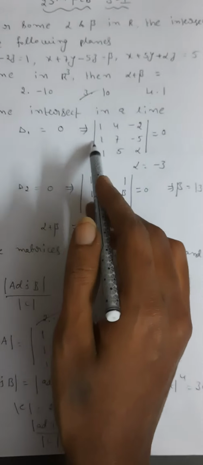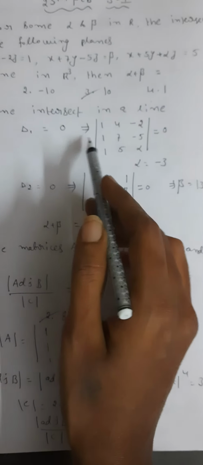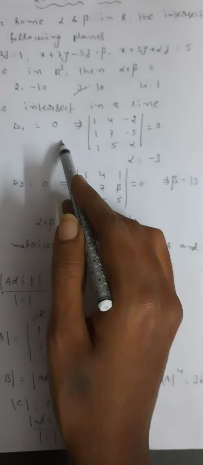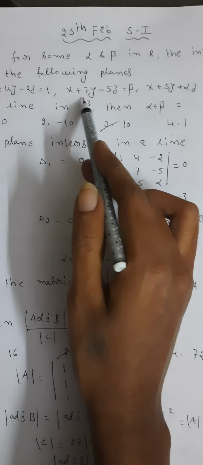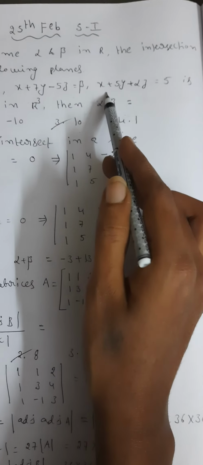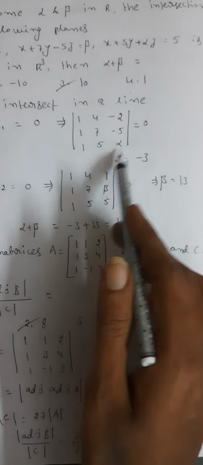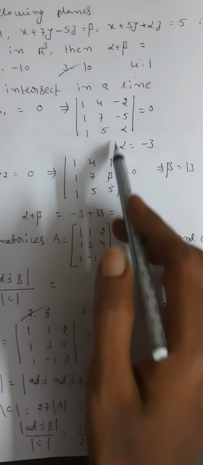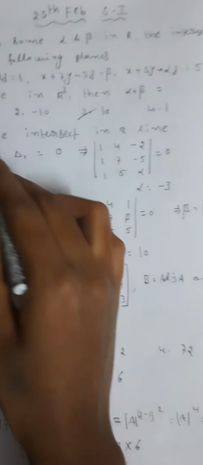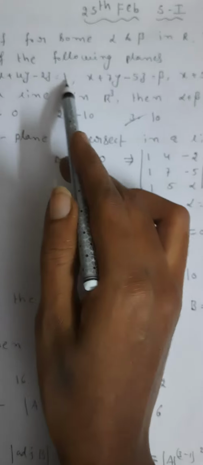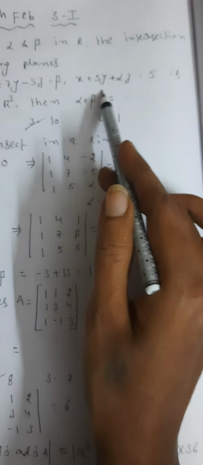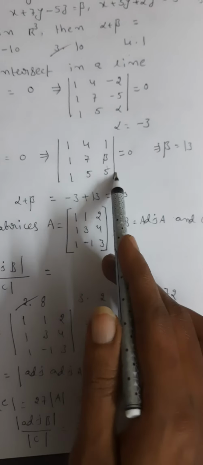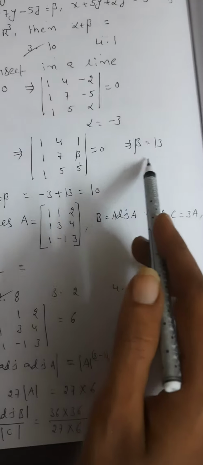Planes intersect in a line, so delta 1 means Cramer's method we do, right? So delta 1 is equal to 0. Here see 1 4 minus 2, 1 7 minus 5 and 1 5 alpha. This value is equal to 0. So finding the determinant, we will get alpha is equal to minus 3 and delta 2 is equal to 0. Here again 1 4 1, next 1 7 beta, next 1 5 5. So finding the determinant, we'll get beta is equal to 13.